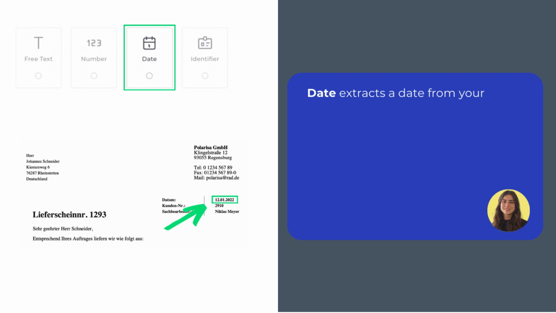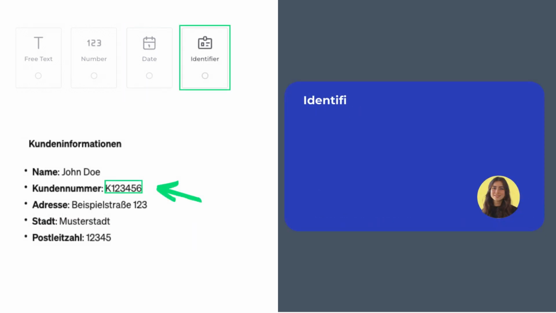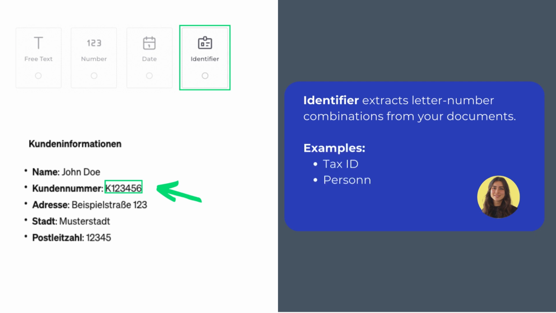Date extracts a date from your document, such as date of birth, delivery date, or document date. Dates are always extracted in the shown format. Identifier extracts letter-number combinations from your document, for example tax ID, personal number, document number, or IBAN.